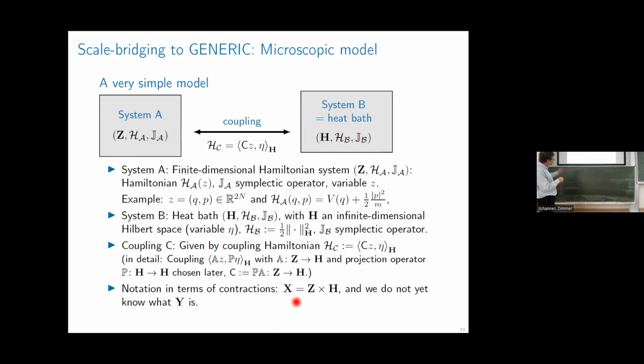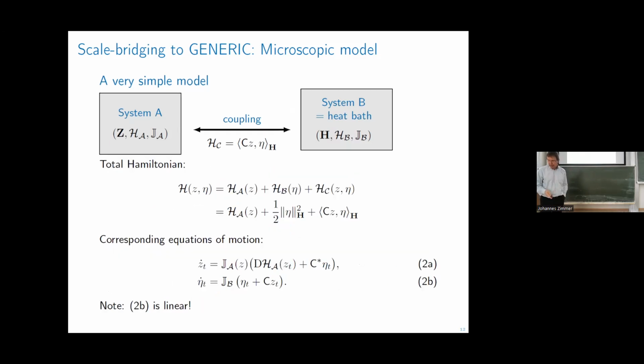These are coupled. So my big system, my microscopic system, is living in Z cross H. In this infinite dimensional unitary system, I now want to compress to a generic system. That's the idea of what we want to do. Trouble is, we don't know which space to compress it to. So how do we go about that?